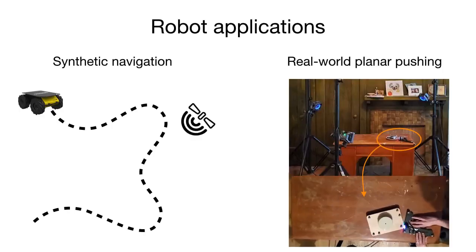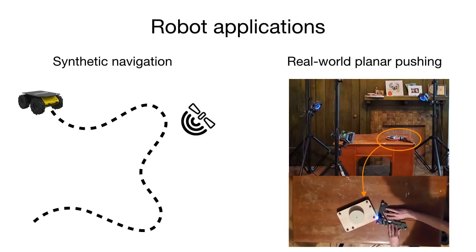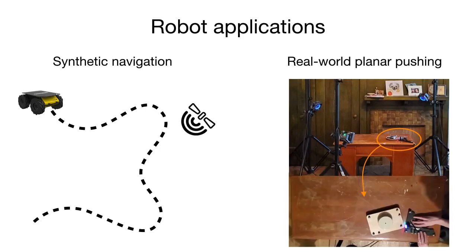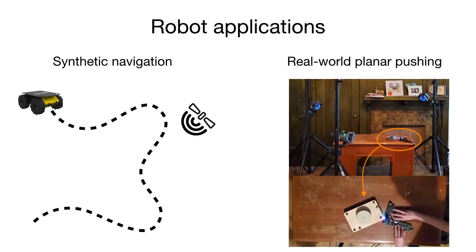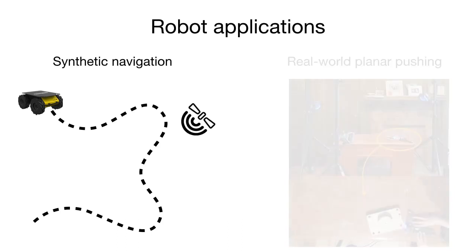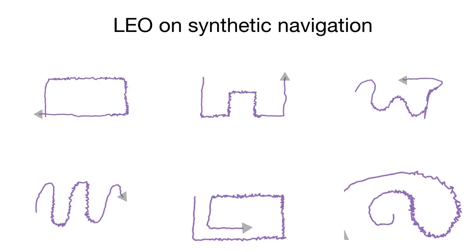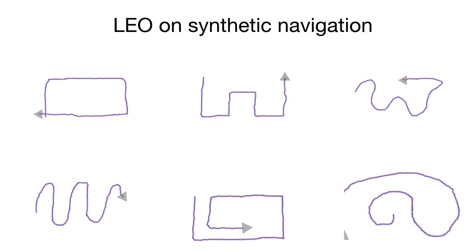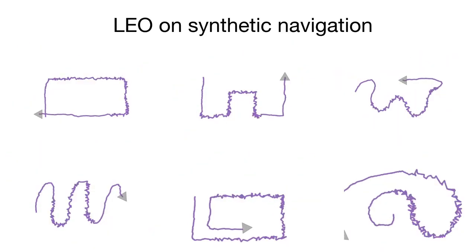Now let's look at some robot applications. The first is a synthetic navigation task where the goal is to estimate robot poses from odometry and GPS observations. The second is a real-world planar pushing task where the goal is to estimate object poses from tactile image observations. For synthetic navigation, we learned covariance parameters for GPS and odometry measurements. These are results on some of the test data trajectories. We initialize LEO with random covariance parameters, and over successive iterations, as you can see, it is able to learn parameters that drive optimized trajectories close to ground truth.